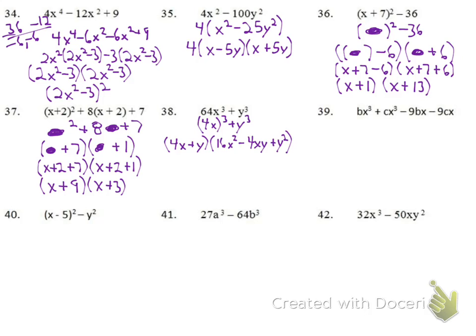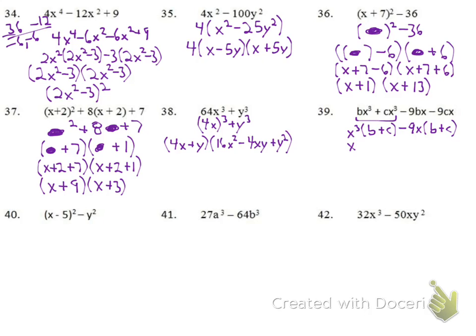39, I have four terms. I look to factor by grouping. Let's see. The first two terms, I have an x cubed in common. That takes out, leaving me with b plus c. Next two, I have a negative 9x in common. That leaves me with b plus c.